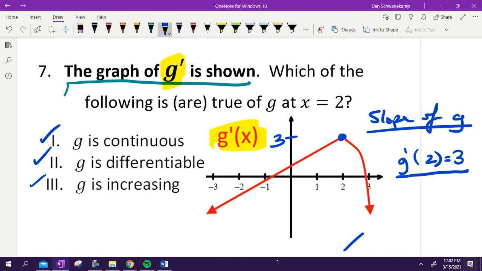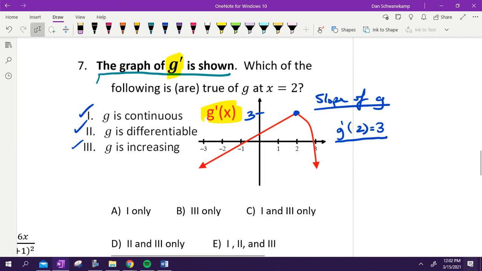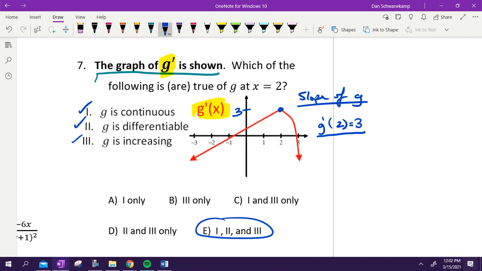Okay, what does a slope of 3 look like? It looks like that. What's happening? It's going up. The slope is positive. That means G is increasing. All 3 of them are true.